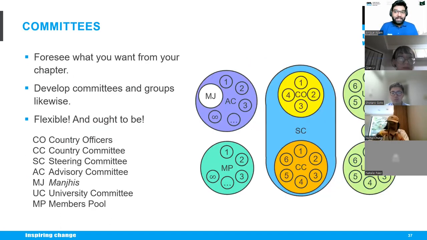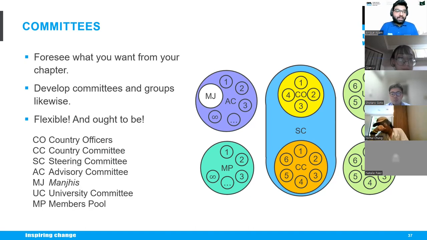The next slide, please. So for the committees, you really have to foresee what you want from your chapter. In Pakistan, we have one of the world's youngest populations, with around 68% of people who are young. So there is a lot of the population in university, and a good way is to start with the universities. We have had a very good history of well-established chapters of many other think tanks and networking bodies in the universities. This was the reason we kept the university campus chapters in our structure.